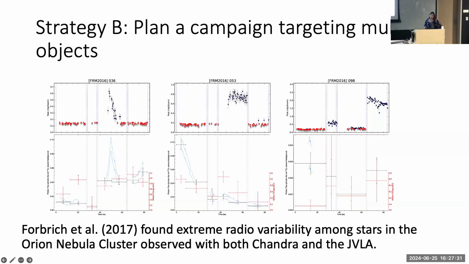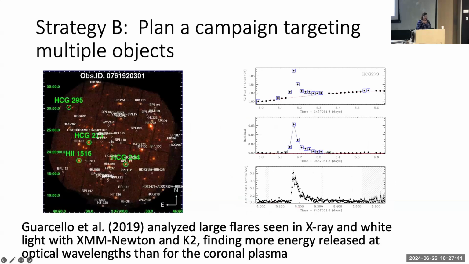Jan Forbrich did this in the Orion Nebula cluster, finding extreme radio variability for some of these stars that were observed with both Chandra and the Jansky VLA. Guarcello reported on large flares seen in the X-ray and white light with XMM and K2. This is just showing you that field of view. You can see all those flares. The green ones have nice big flares, and then the panels to the right show the light curves.